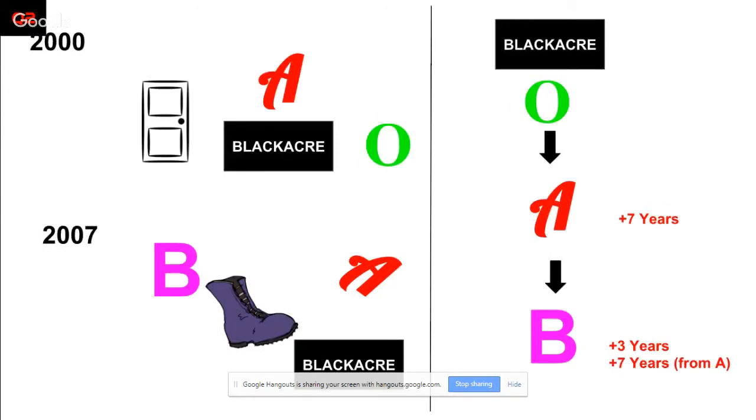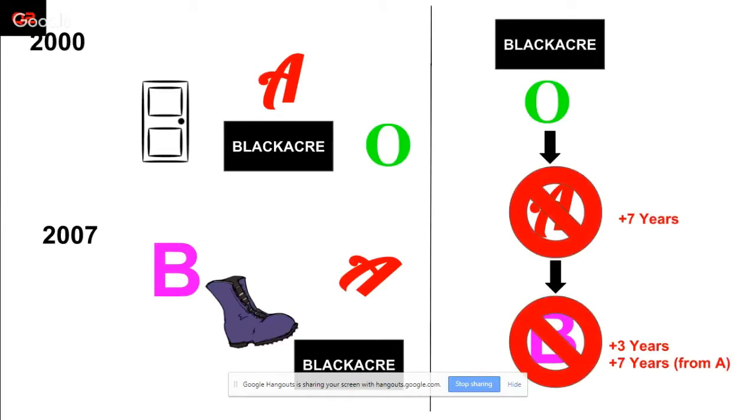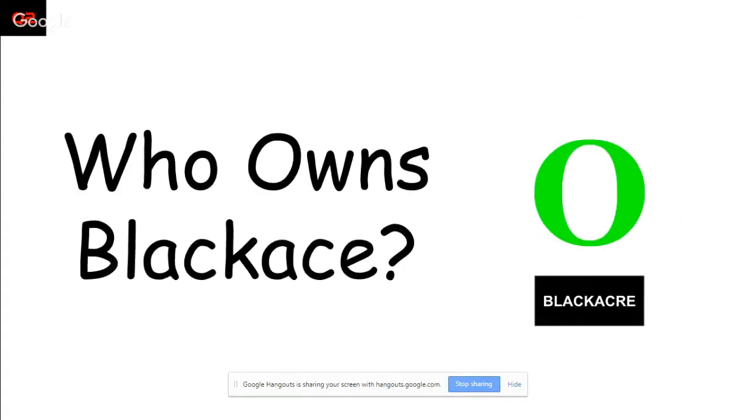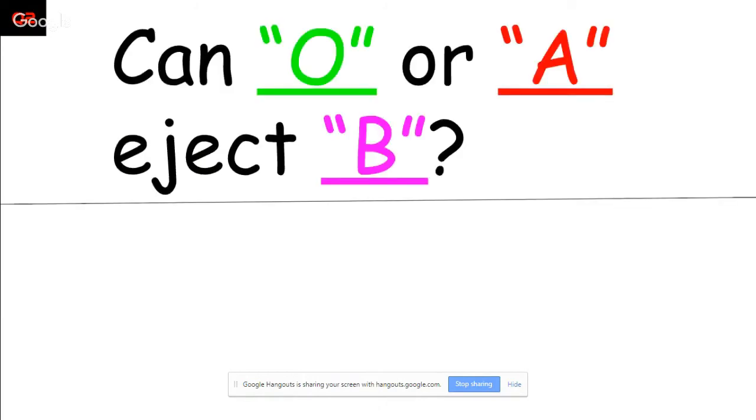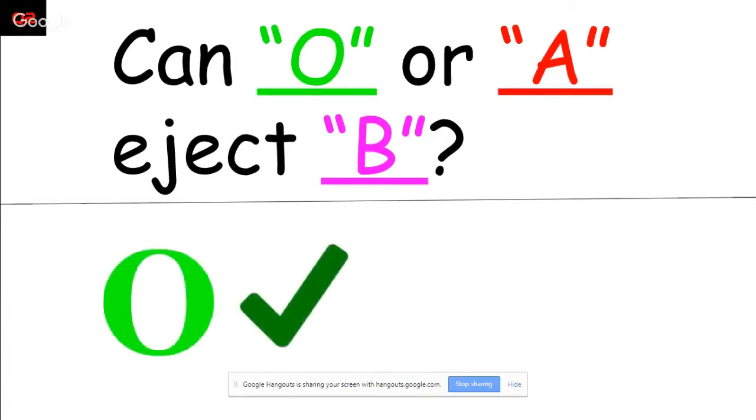Well, since all the facts of the last question are identical, we came to the conclusion that A doesn't own Blackacre because A was only there for 7 years, and B doesn't own Blackacre because B couldn't tack on A's 7 years because of the ouster. So the only true owner of Blackacre in 2010 would be O. So the question, can O or A eject B? Well, no doubt about it, O owns the property. We came to that conclusion in the last question. Same facts. The conclusion should still be the same.